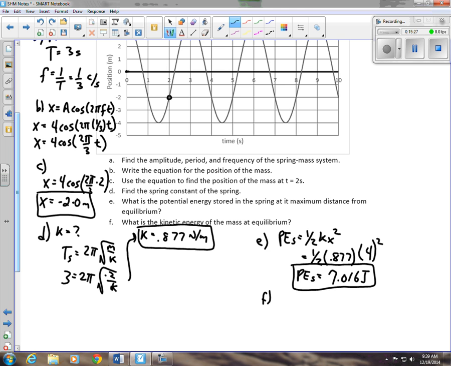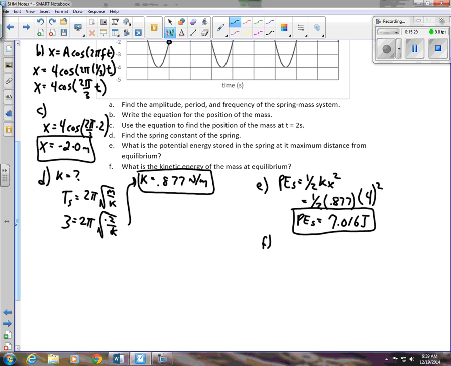It says, what is the kinetic energy at equilibrium? That spring energy is going to turn into kinetic energy. So by the time we get back to equilibrium, the kinetic energy is going to be 70.16 joules, because the PE has turned into KE.